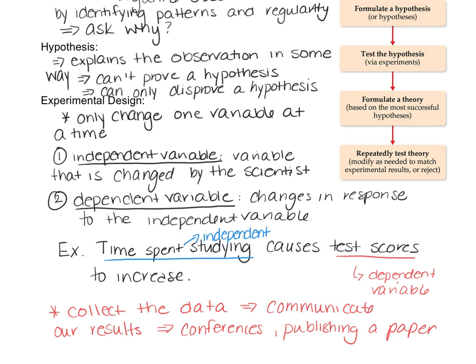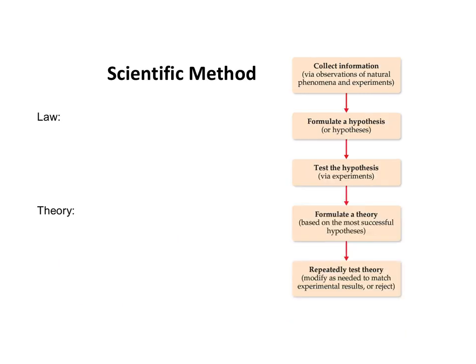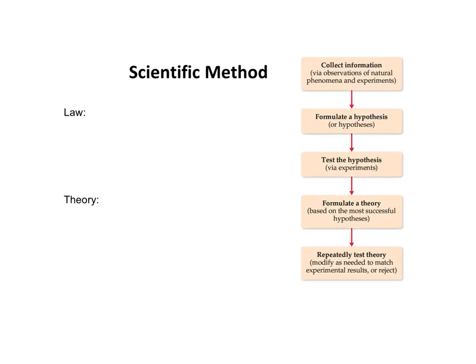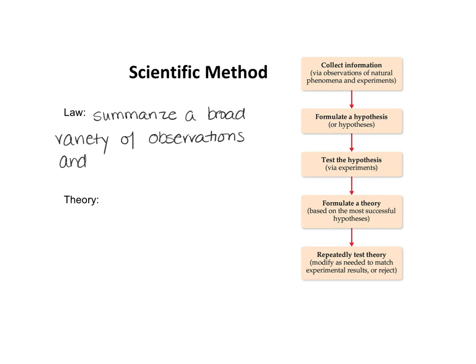Now, when we talk about the scientific method more globally, right, we also need to discuss what a law and a theory is. A law will summarize a broad variety of observations and experiments.